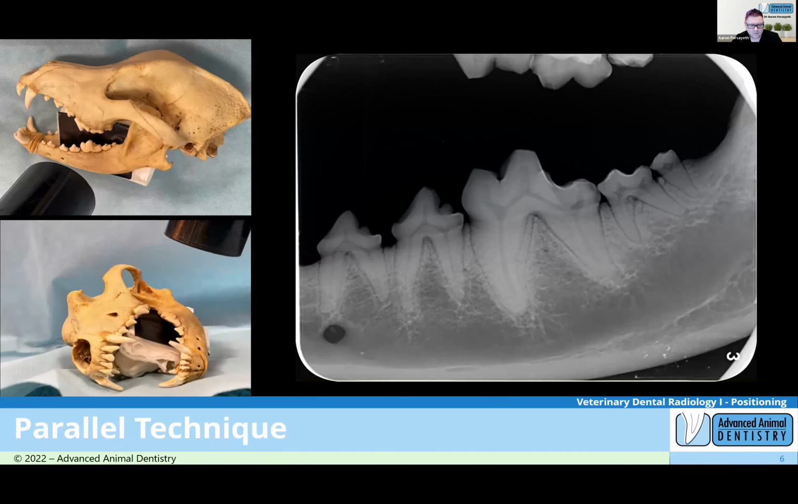Here, all we need to know when we're setting up the parallel technique is that the plate itself is at a certain plane. There's the plane of the plate, and we just shoot perpendicular to that plate. What we should pick up, I hope, is that the longitudinal axis of molar 1 is parallel to the plate.